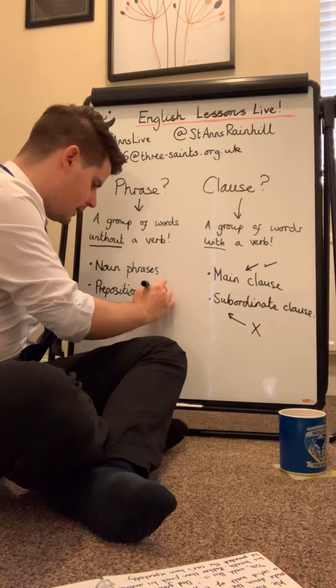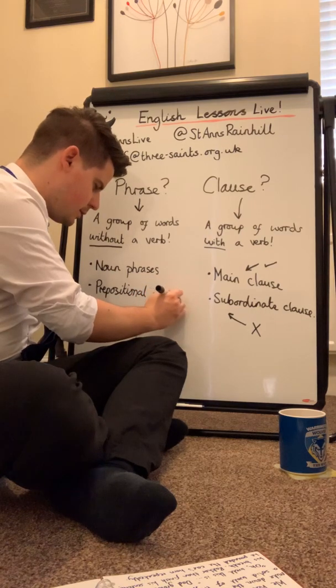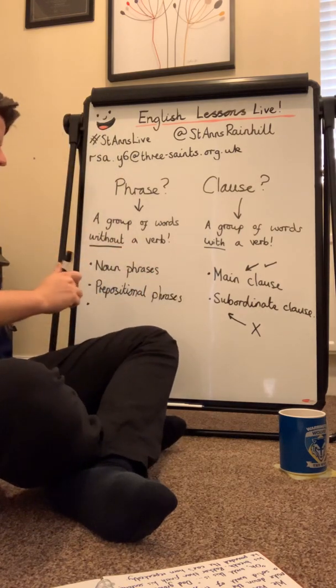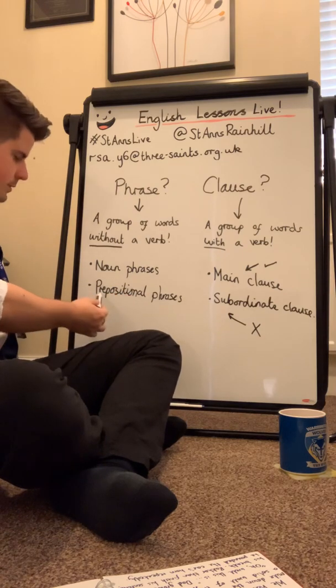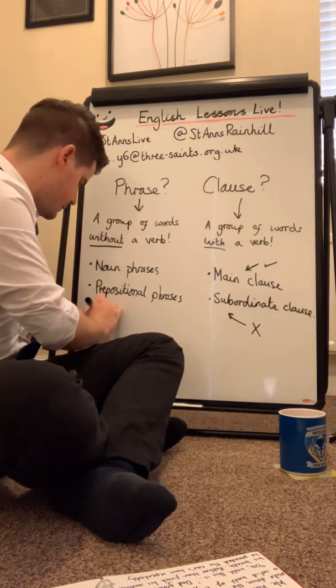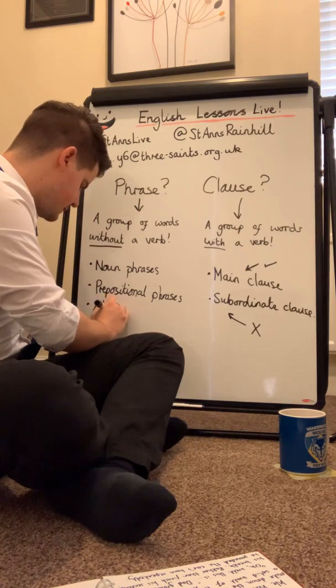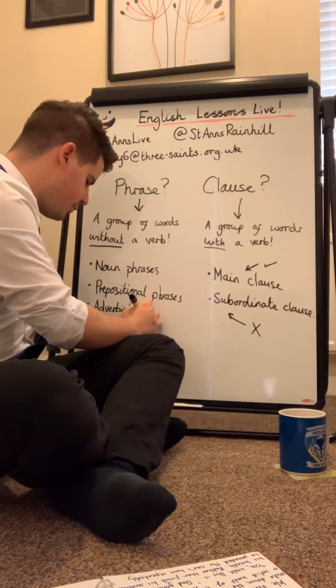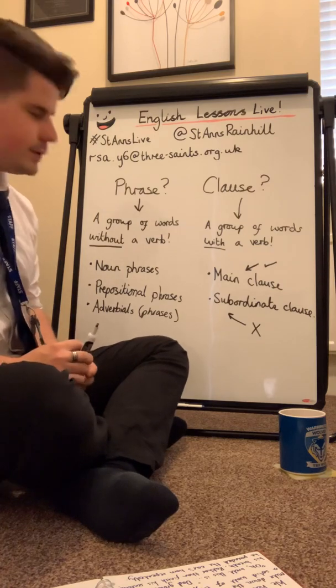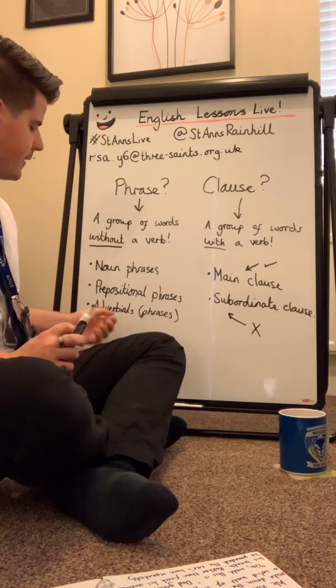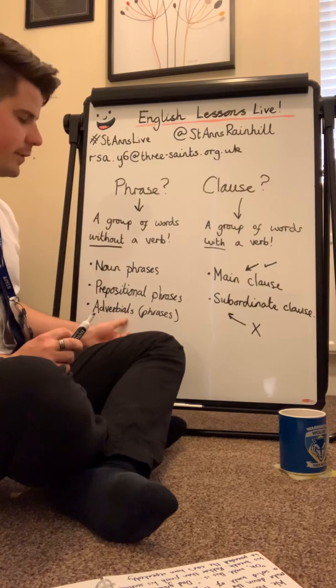Which again is a group of words without a verb that gives us positional information. And then we have our adverbials or our adverbial phrases. The reason I put phrases in brackets is because sometimes they're called adverbial phrases, but sometimes they're just called adverbials as well, and that can throw people. And adverbials add information to the verb.